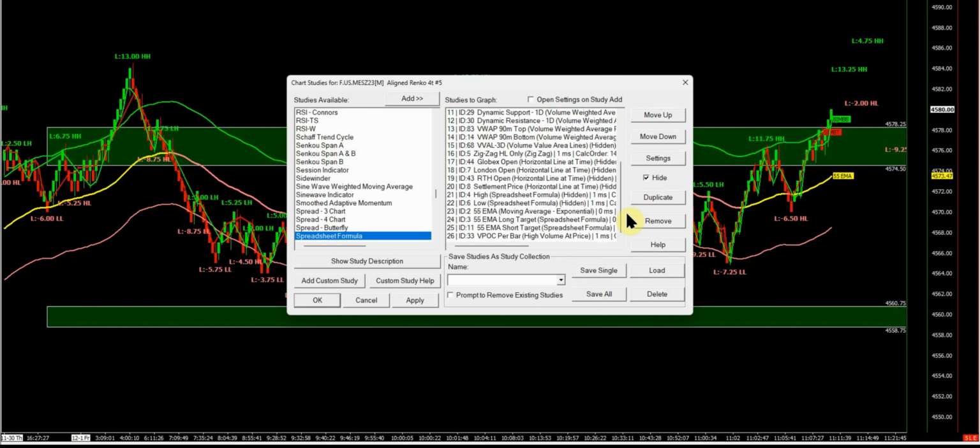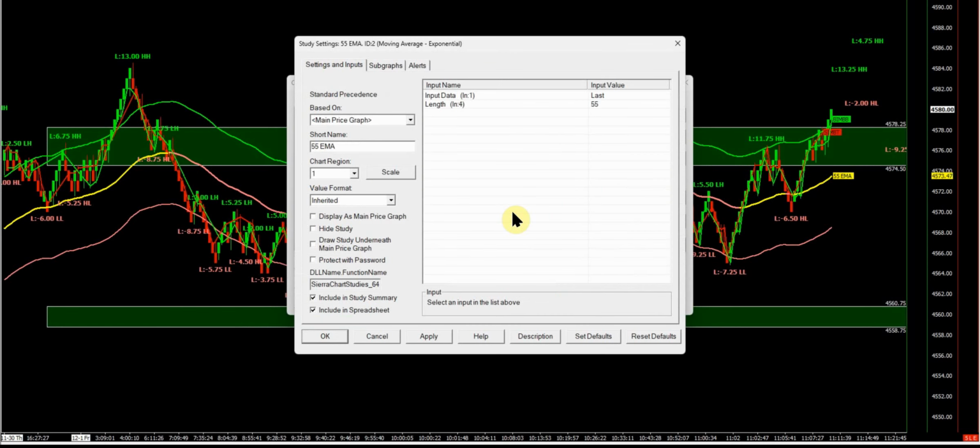I've got a bunch of other stuff on here, but I've hidden a lot of it because I wanted to do this very simply and just show you guys. I'll turn on something else in a second and show you just how accurate these things are. Okay, so I've got my 55 EMA here. It's just an exponential moving average, and you could change that to whatever you want.